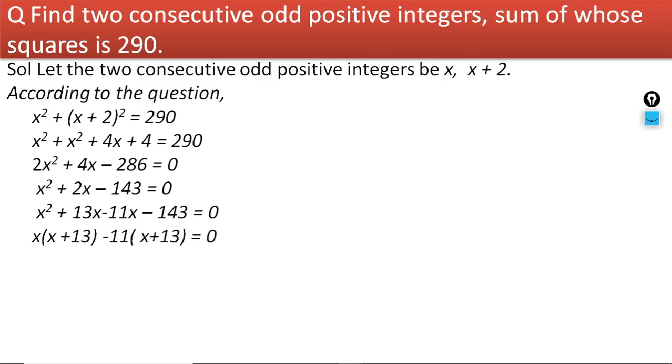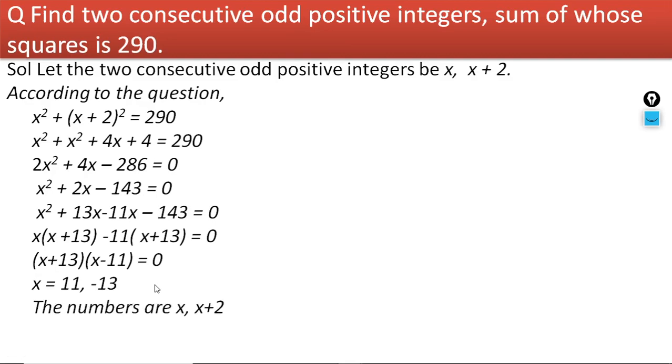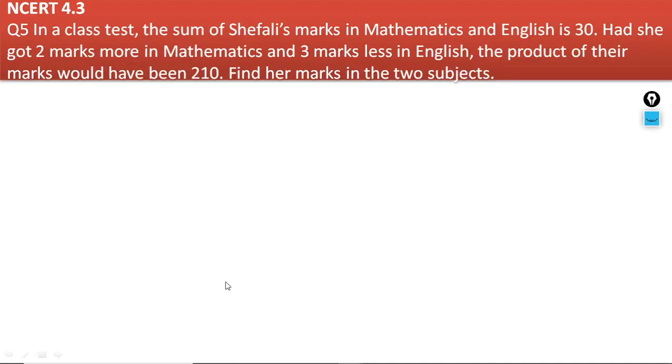We get x minus 11 and x plus 13 is equal to 0. So two values will be there, x is 11 and minus 13. Again, x equals minus 13 will be rejected because we have positive integers. So the numbers will be x and x plus 2, that is 11 and 13. Now let us try another problem.